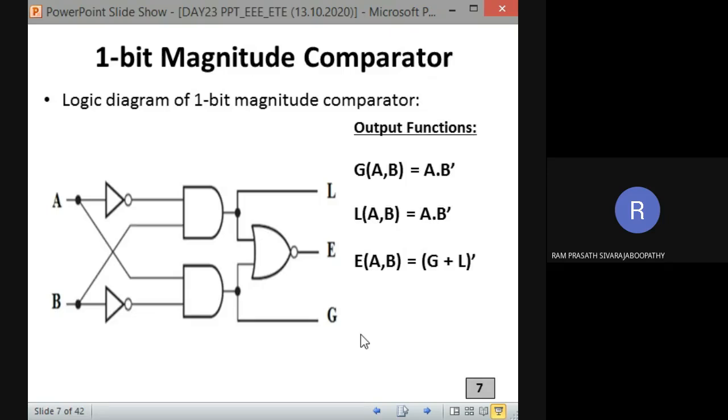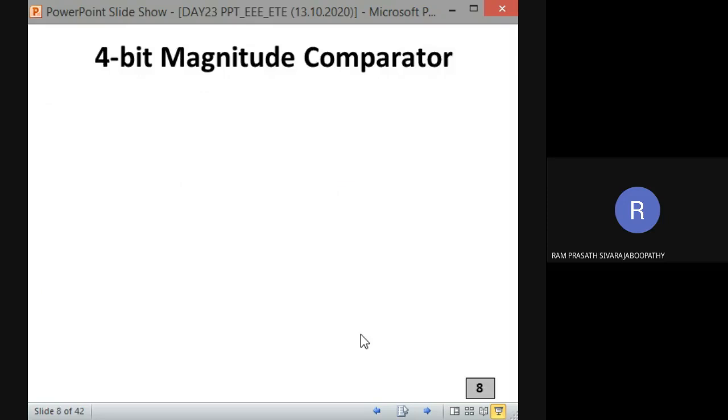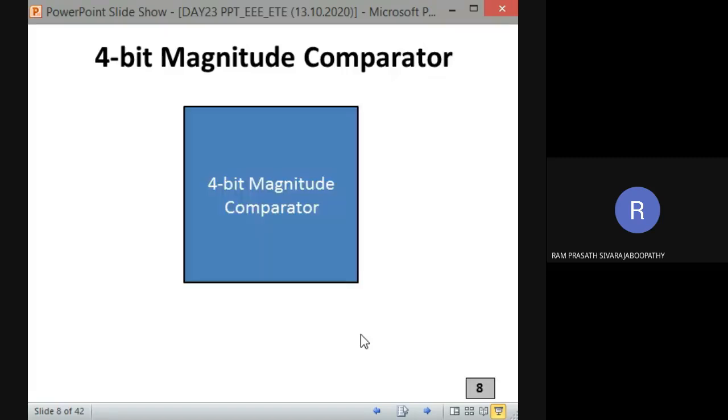Fine. So what we are going to discuss next is 4-bit magnitude comparator. Can you people type it in the chat? So what about the number of inputs now? 8 is the correct answer, Sabarish. 8 is the correct. That what you have typed is correct. Okay. For data A, you must be having 4 bits. For data B, you must be having another 4 bits. Okay. So it will be like this.